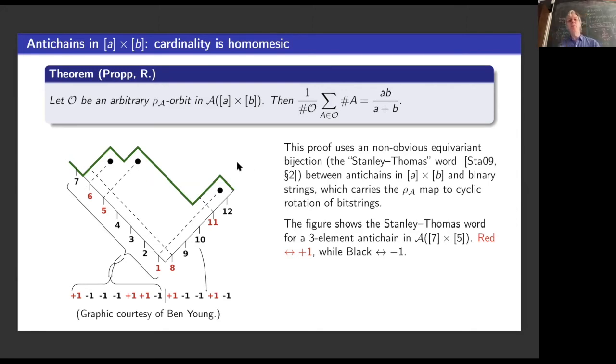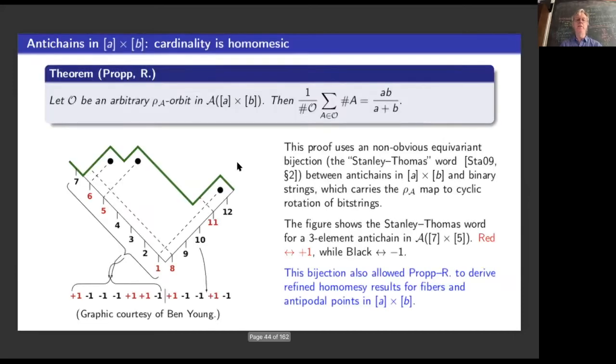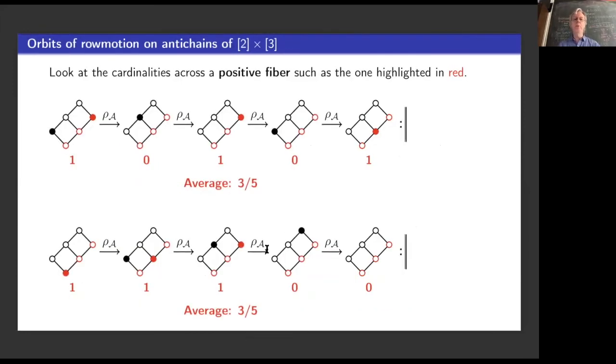I don't want to give you the impression that you can always find a nice equivariant bijection, but when you can, it's really useful because basically you figure out most of what you want. And so we use this kind of bijection to derive refined homomesy results for fibers and for antipodal points in A cross B. I'll just describe those briefly because they'll come up in the birational setting as well.